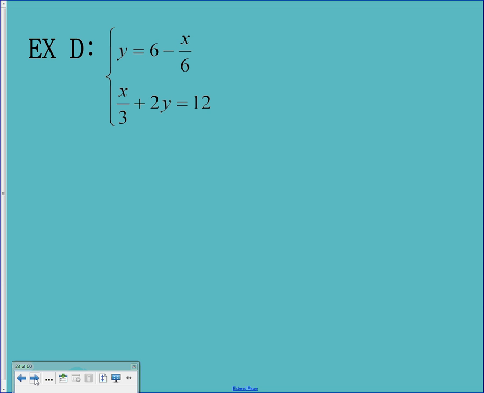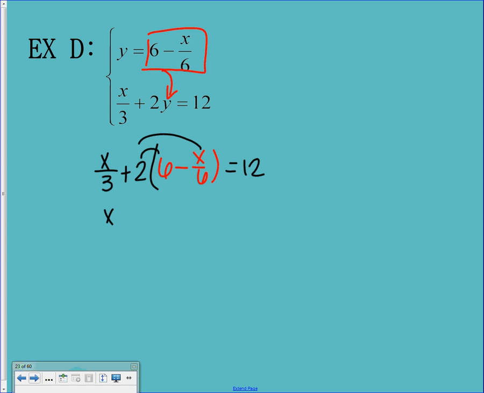So looking at example D, again, we want to see if we have one equation set equal to one variable, and we do. So our first one is our y equals. Okay, so I can plug that into my y right here. So I'm going to have x over 3 plus 2 times, but instead of y, I have the 6 minus x over 6, which equals 12. So again, I'm going to distribute. So I've got x over 3 plus 12 minus 2x over 6 equals 12.